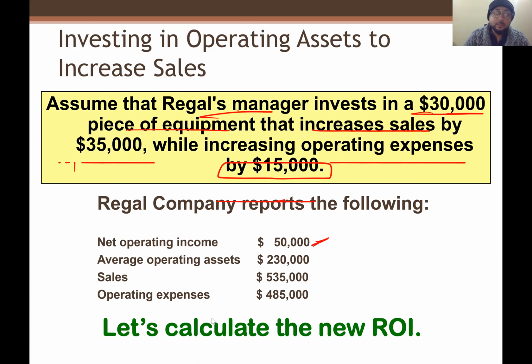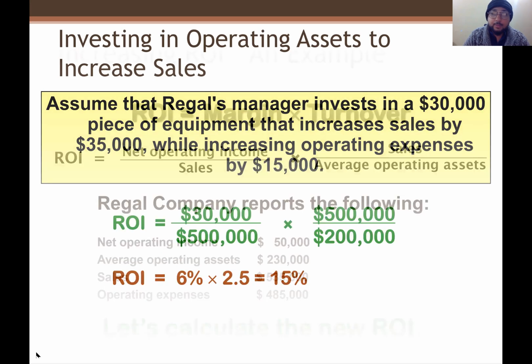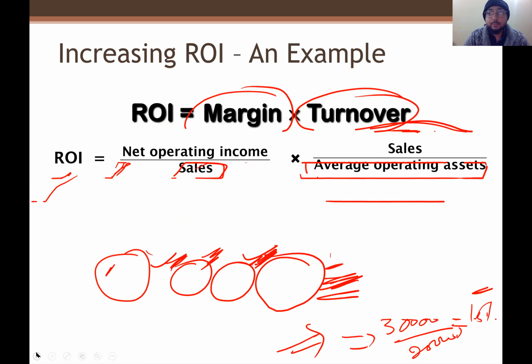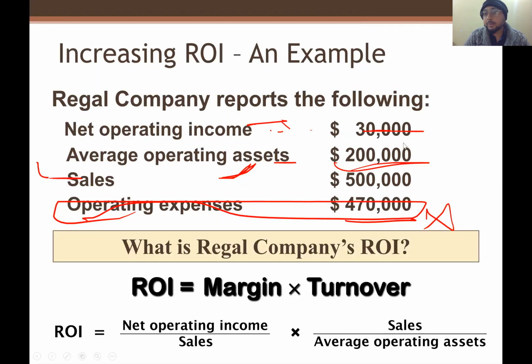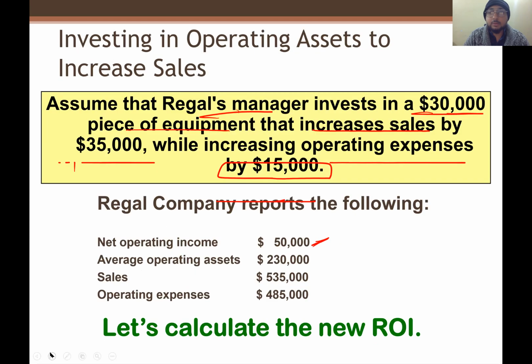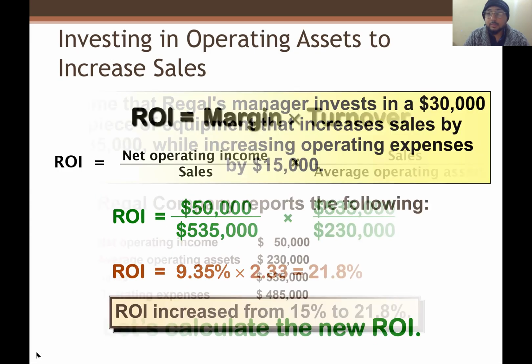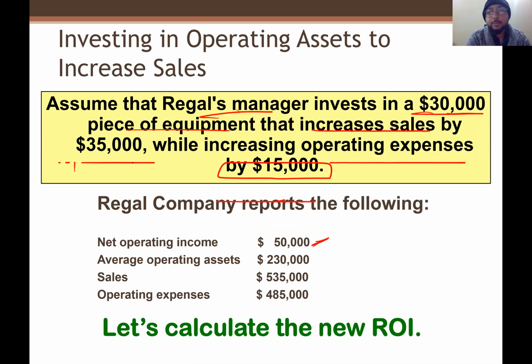50,000, right? So previously, what was our income? 30,000, right? Our question says we had income of 30,000, but now our income has increased to 35,000, right? And our assets have now increased from 200,000 to 230,000. Our sales have increased by adding 35,000, which is 535,000, right?